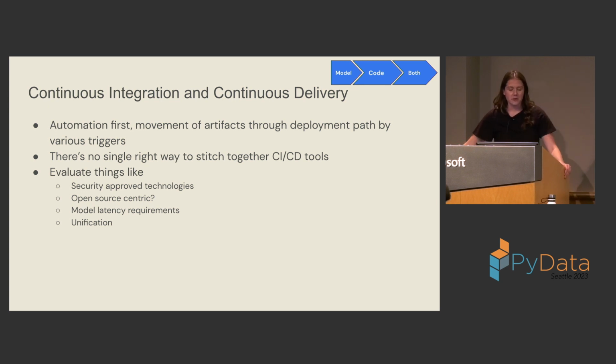The other things to think about are, do you want to stay open source centric, right? You can do all of this with open source tools. You don't necessarily need any of those managed tools. Things like latency requirements can be really important here. So if you're serving a real-time model, understanding how that can contribute to some of the automation pieces in here.